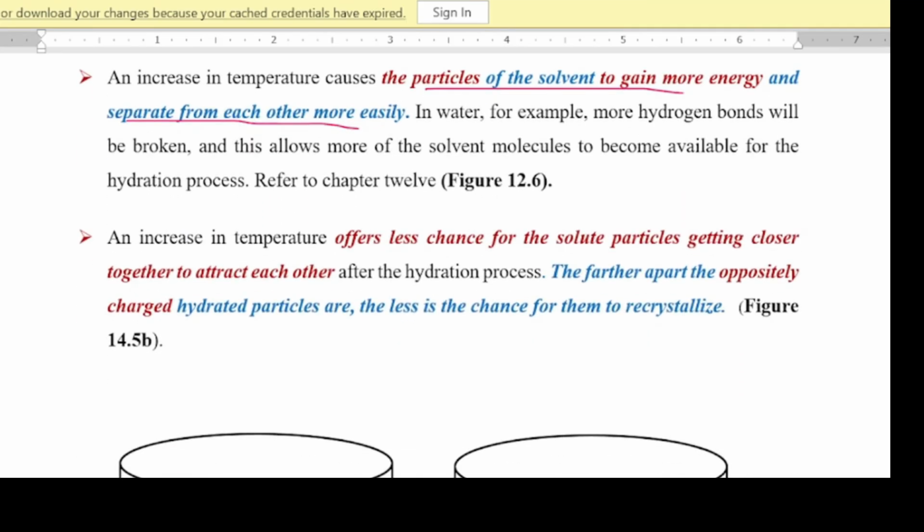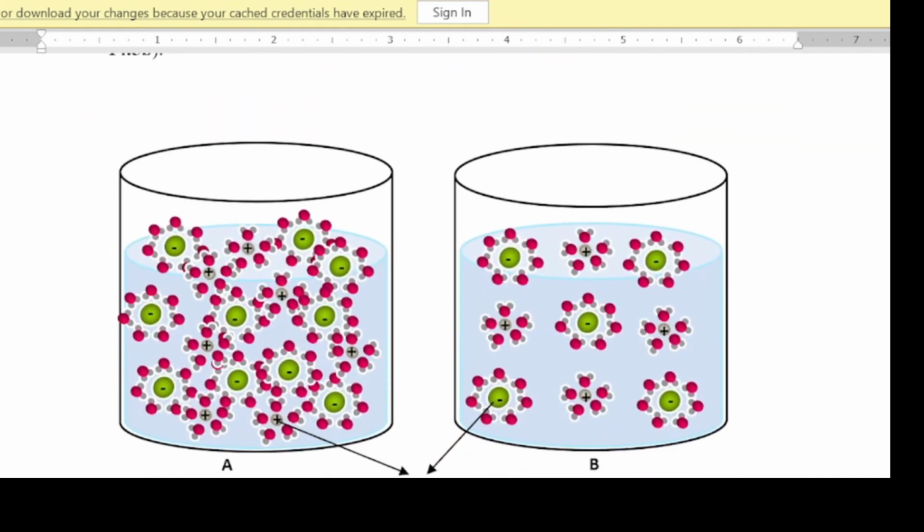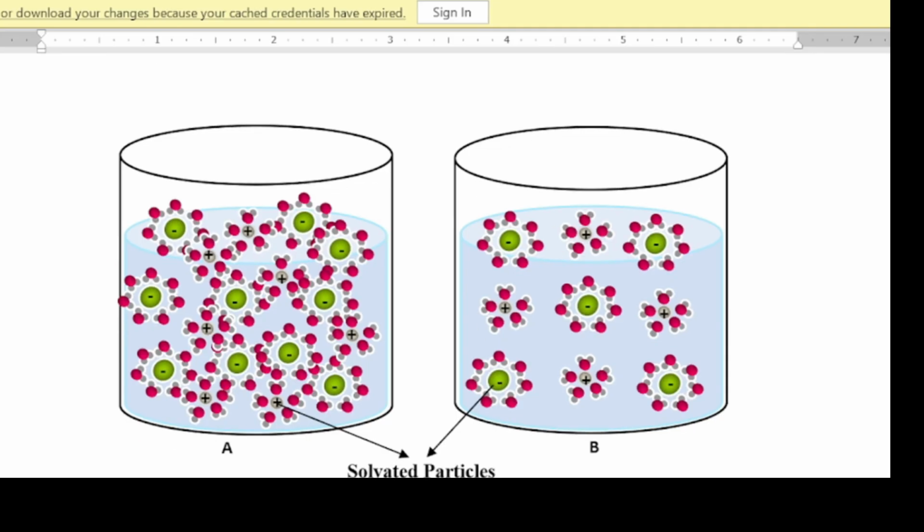And finally, see what happens here? When you increase the temperature, look, these are the solvated ions, okay? That's an anion here, and these are the cations surrounded by the water molecules. Spoken about that in video 24. When you increase the temperature, you're allowing these to go farther away from each other. And therefore, if you have a sodium ion and a chloride ion here, the chance of these ions coming together to attract each other and to recrystallize is less.